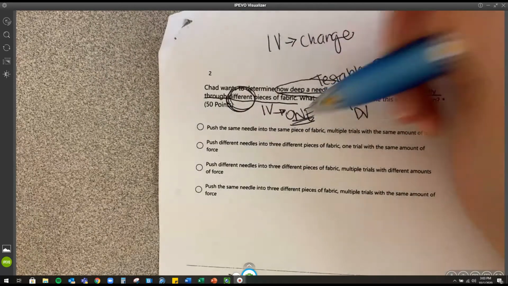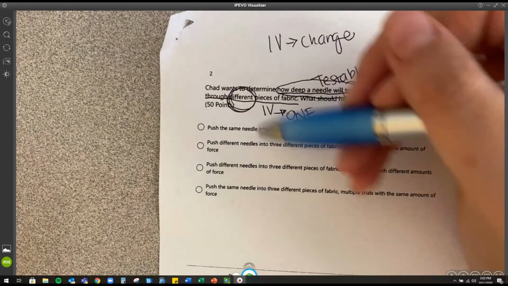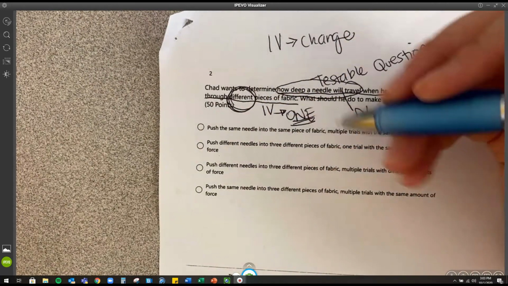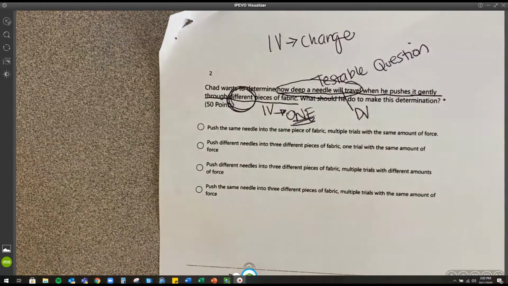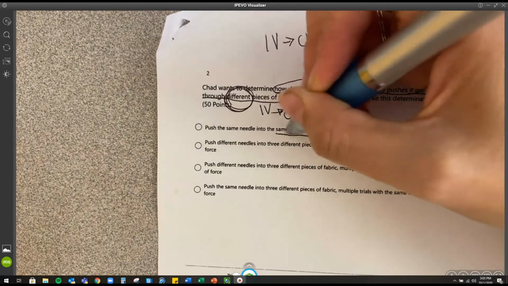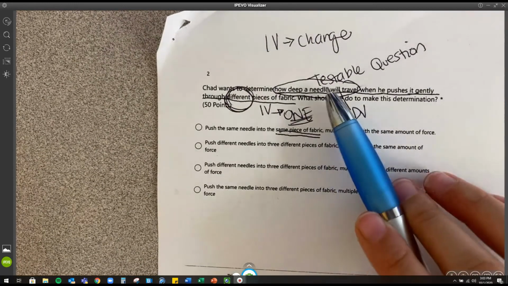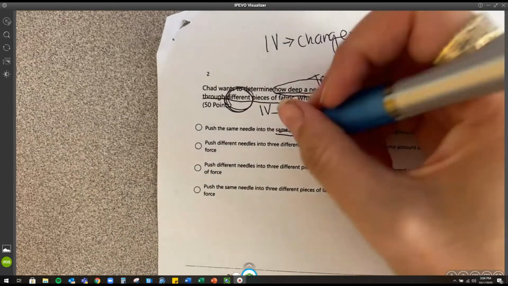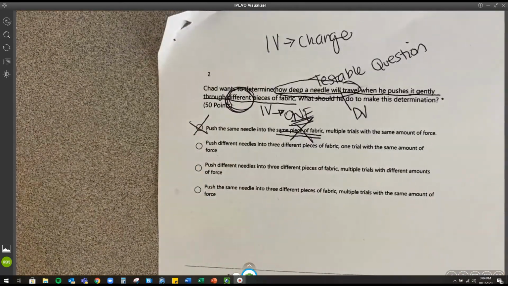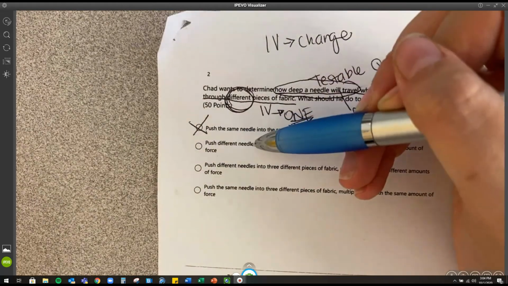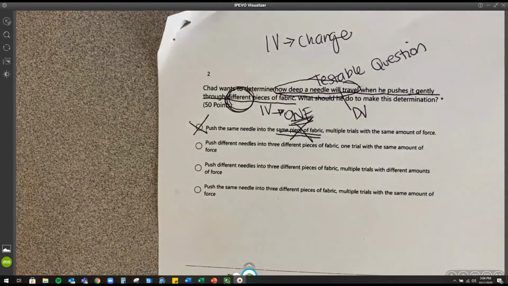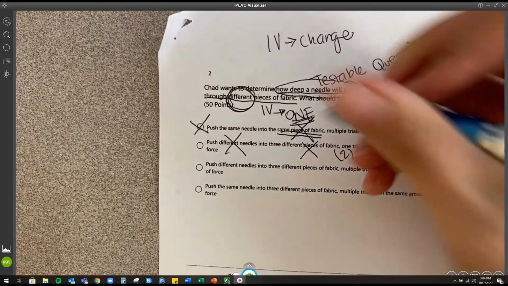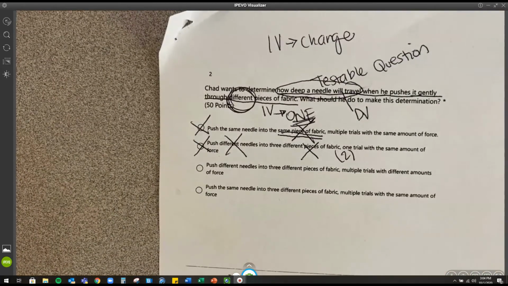So, since we can only have 1 IV, let's read which one has only 1 independent variable. It says, push the same needle into the same piece of fabric, multiple trials with the same amount of force. Well, if I have the same piece of fabric, is that testing my independent variable, the different fabrics? No. So this can't be my answer. For B, it says, push different needles into different pieces of fabric. Now I have 2 IVs. These cannot be possible because I have 2 IVs. Absolutely not. We can only have 1.